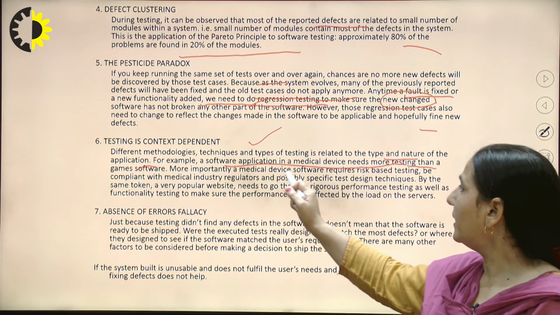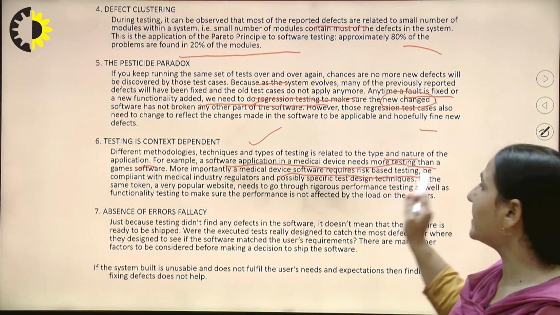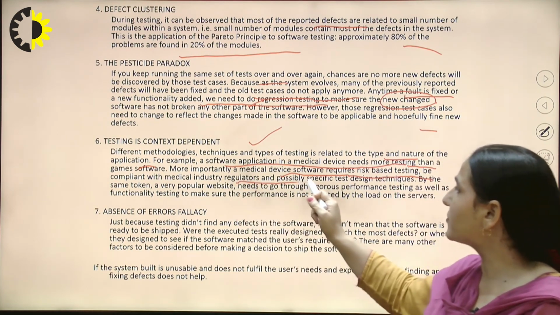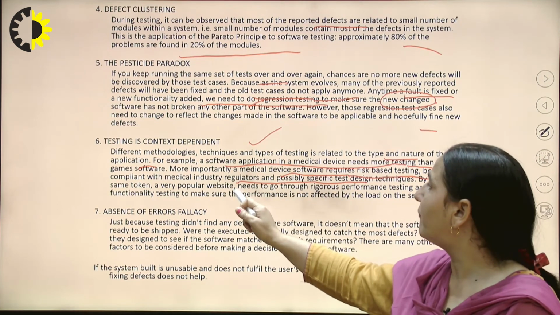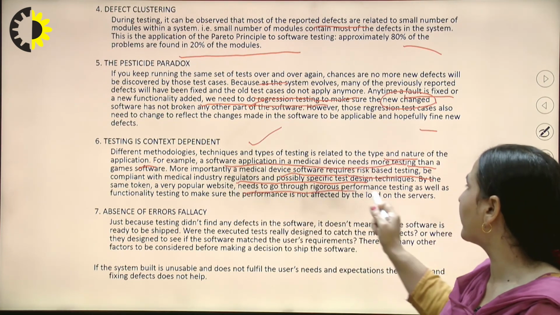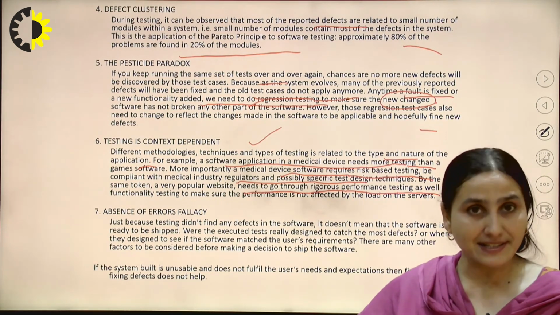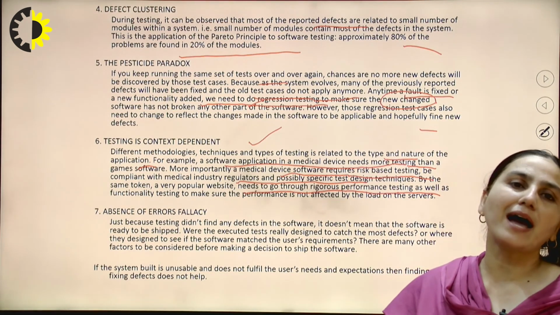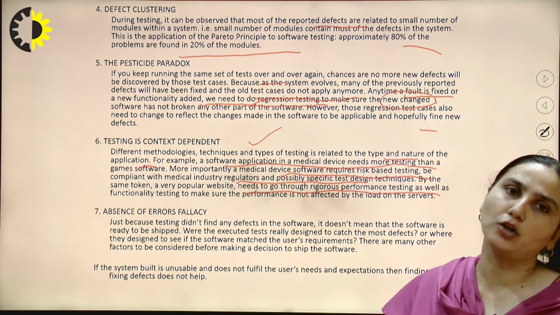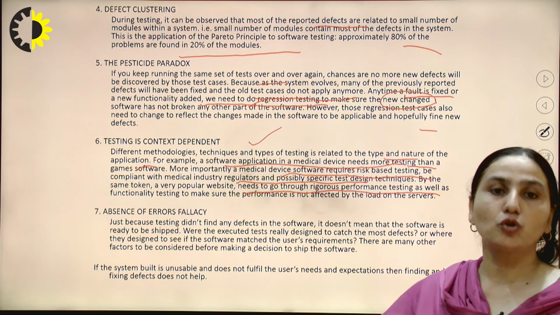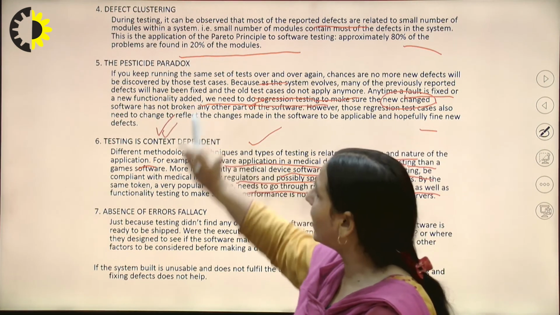More importantly, medical device software requires risk-based testing to be compliant with medical industry regulations and liability. And by the same token, a very popular website needs to go through rigorous performance testing. So it depends on the type of context that we are dealing with. Some may require a thorough type of testing. Another scenario may not require such thorough testing. It is dependent on the type of context that we are dealing with.